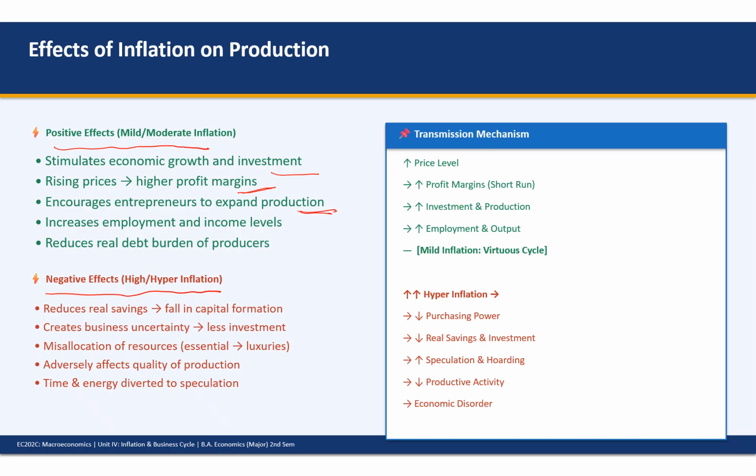This is good for the economy because it increases the employment as well as better income level can be seen. Now, this reduces the real burden of debt for the producers. The transmission mechanism here is simple. A rise in price level may increase the profit margins, which will lead to better investment and production, which will cause more employment and generate more output. That is why mild inflation is sometimes described as a virtuous cycle.